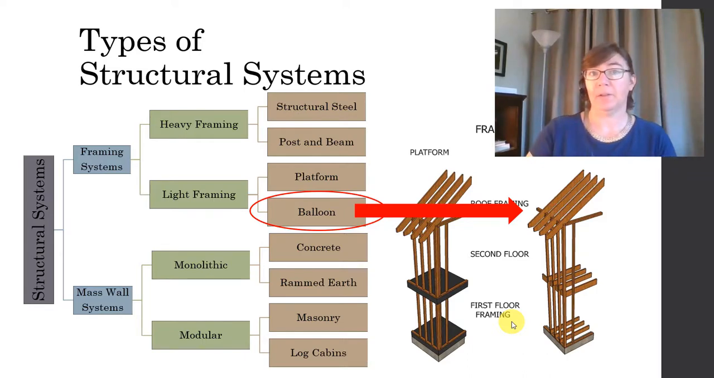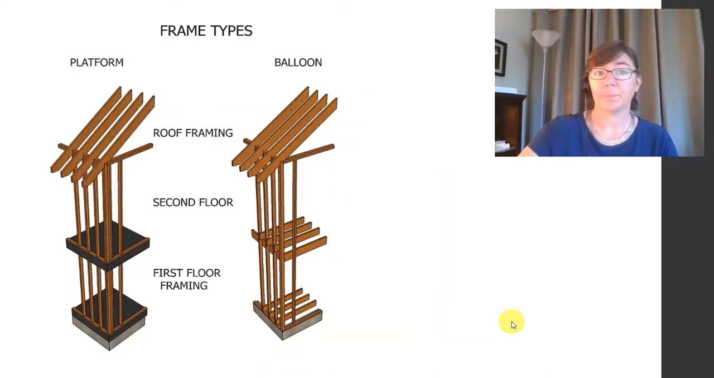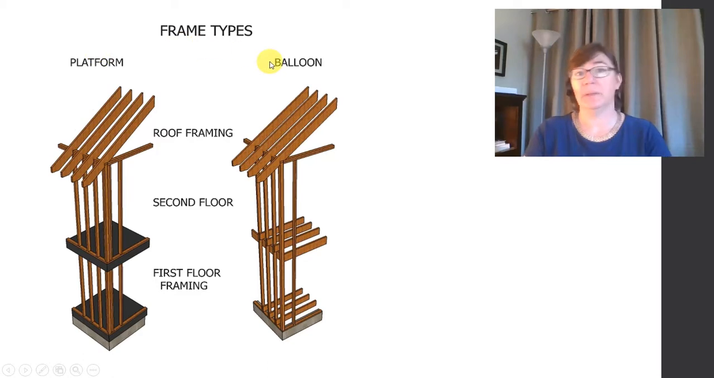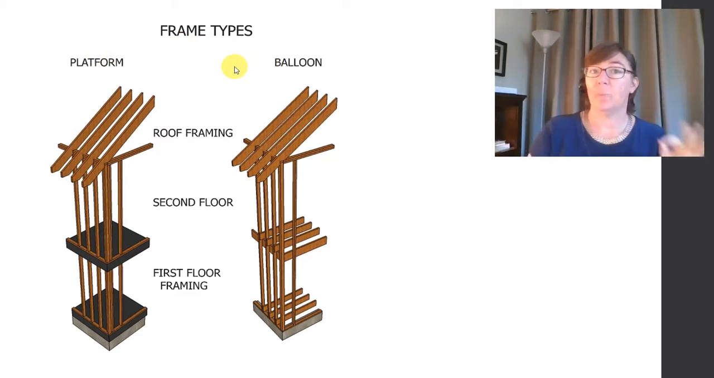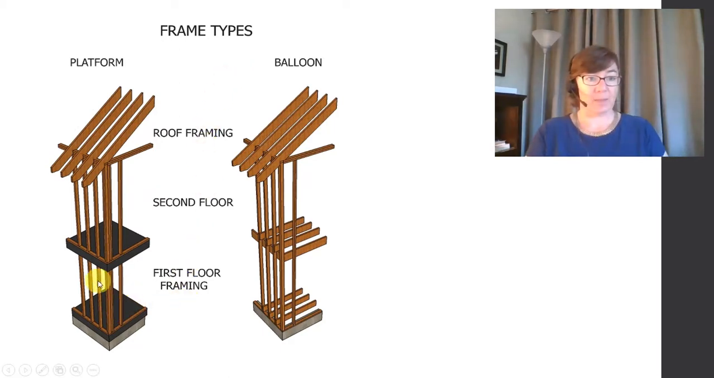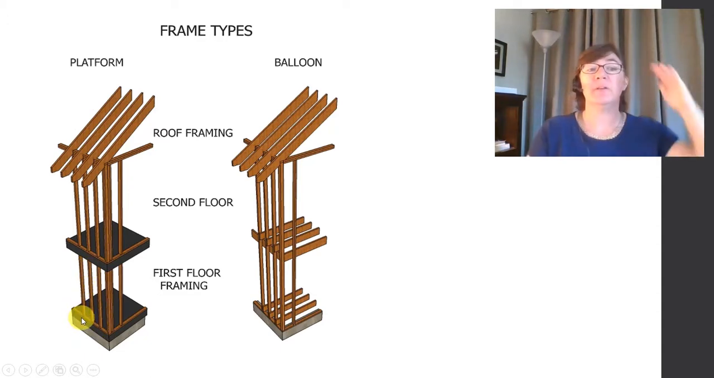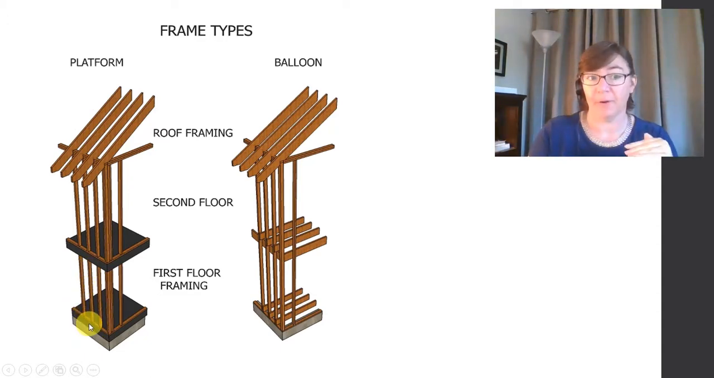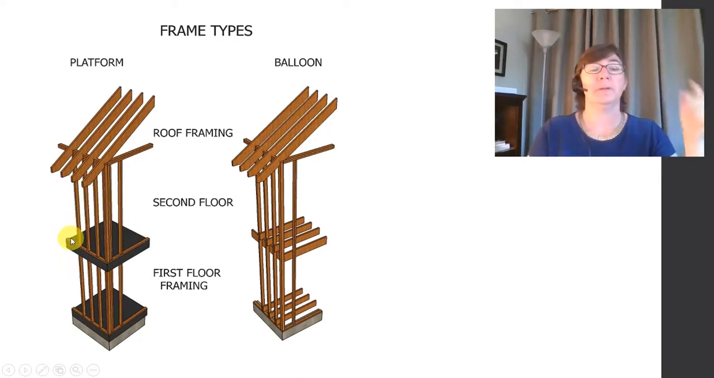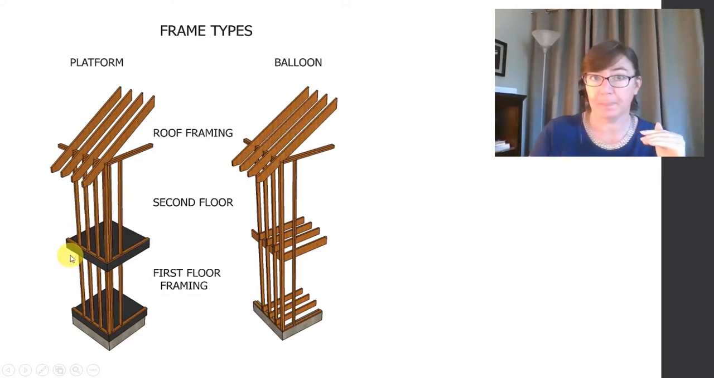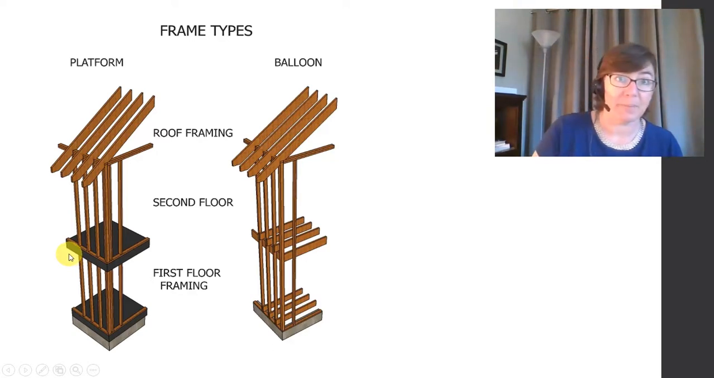And I'm going to enlarge this image for you. You can tell the difference between platform framing and balloon framing. They are both light wood framing types. But platform framing will have a floor system and then a wall system that literally sits on top of that floor platform. And then another floor system and another wall system literally sits on the floor platform. Okay, that's why it's called platform framing.